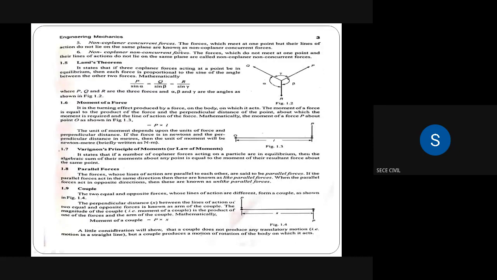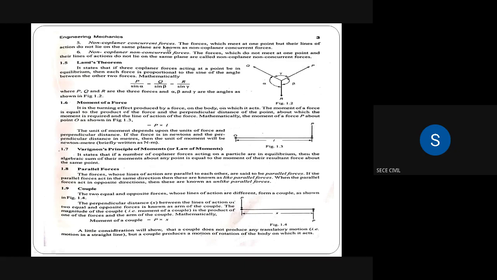Fifth one, non-coplanar concurrent forces. Coplanar means acting in one common plane. Non-coplanar means a number of forces acting in different planes, so one force is in one plane and another force is in another plane. Concurrent means meeting at a common point. So forces which meet at one point but whose lines of action do not lie on the same plane are known as non-coplanar concurrent forces.